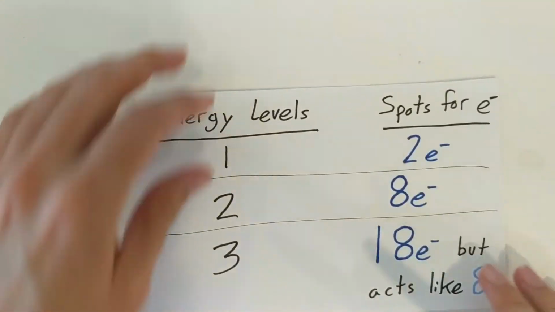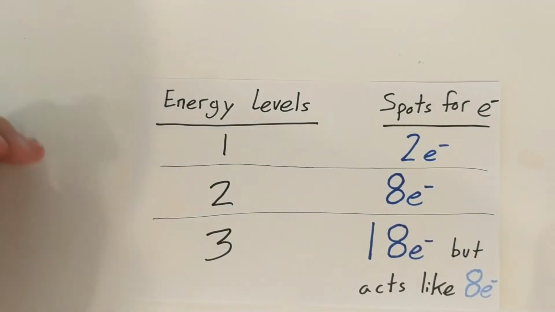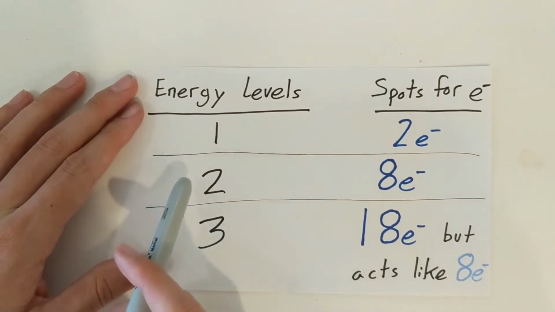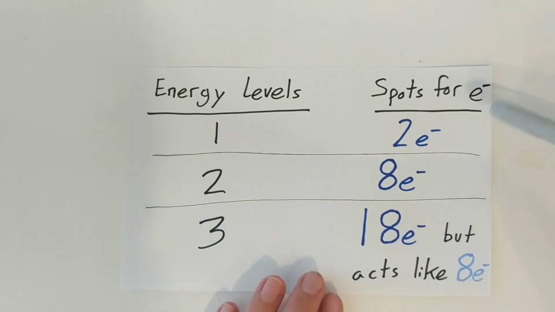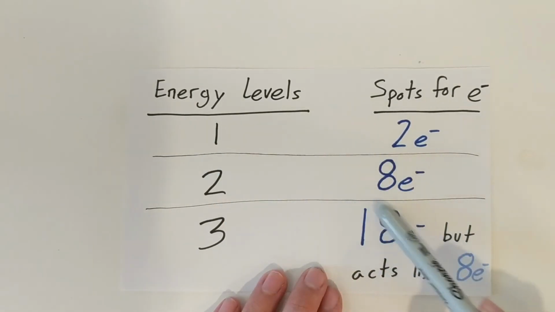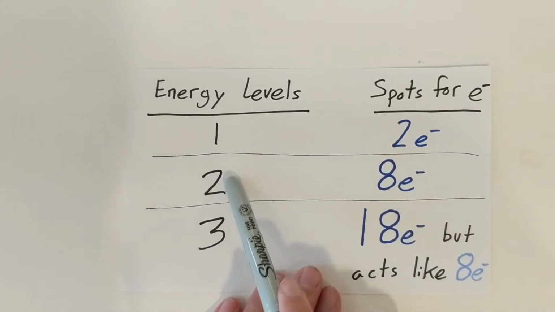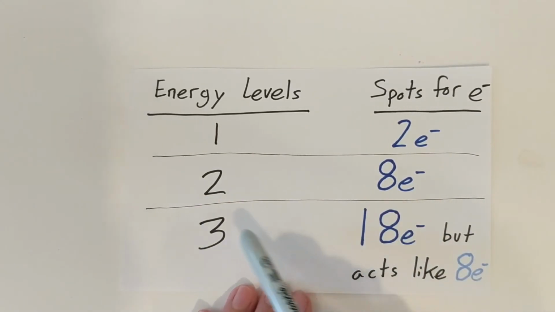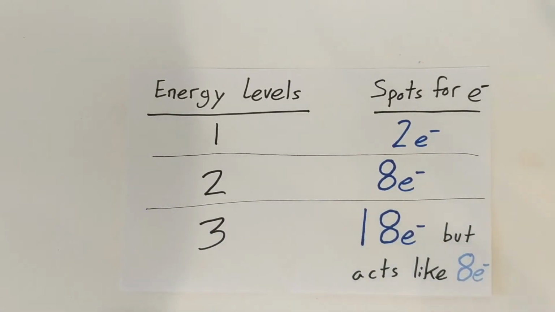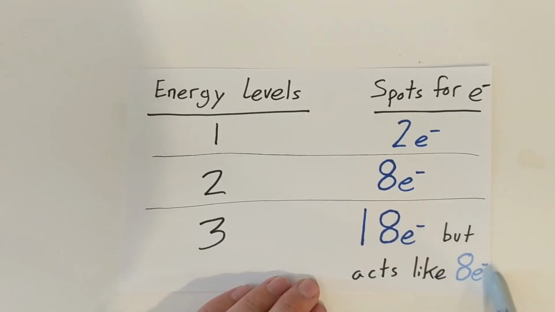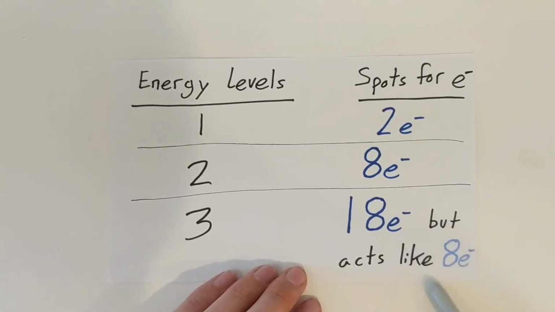And then the last thing is when we look at our energy levels, we're going to just be talking about our innermost energy levels for the most part, energy levels 1, 2, and 3. I said earlier there's 2 spots for electrons in energy level 1, 8 spots for electrons in energy level 2, and we have 18 spots for electrons in energy level 3. What I didn't say, and what's in Tyler's video, is it's 18, but it acts like 8. We only got 8 spots there.